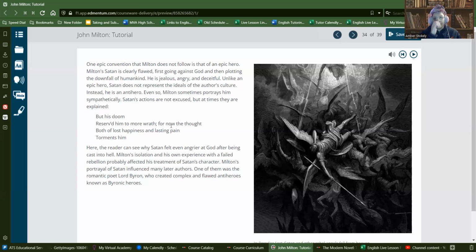And this kind of inspired a lot of authors to have main characters who were not necessarily purely good in their stories. One of the examples of people that he inspired is Lord Byron. And I believe we discussed this in one of the other lessons. Lord Byron created flawed anti-heroes that were misunderstood. And they ended up being called Byronic heroes. So this portrayal of Satan is basically the blueprint for that. And that's why we're stopping here to talk about it.